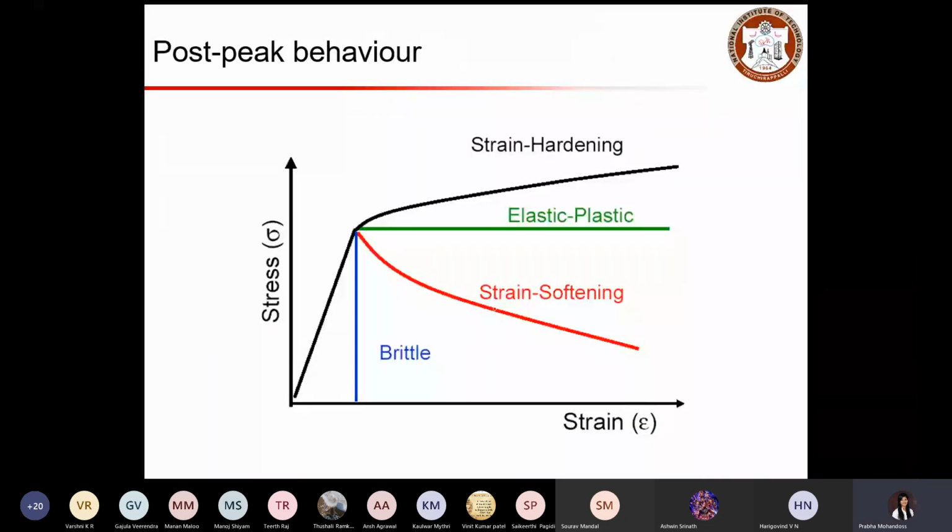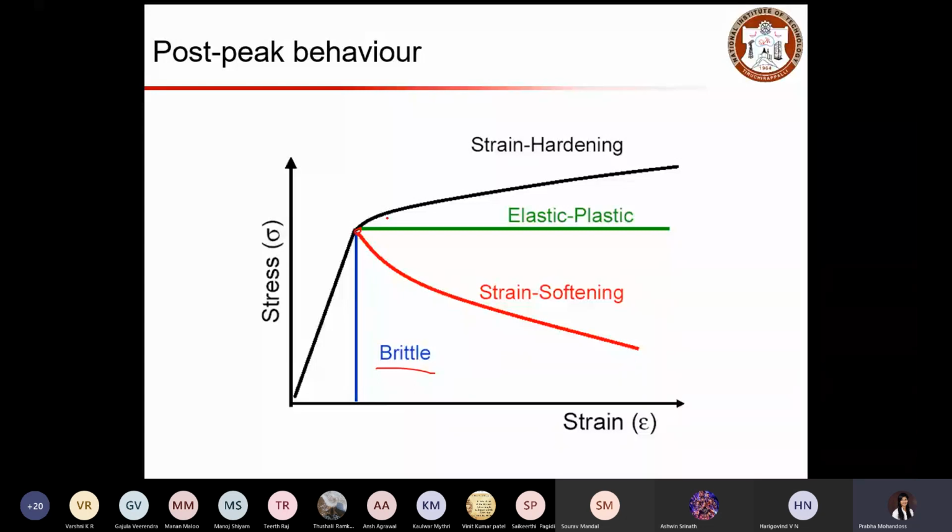So based on the post-peak behavior, we have different types of post-peak behavior. Why is it important? If your member is brittle, once the peak is reached, the member cannot take further load, so it will fail. So the sudden failure is known as brittle failure. Since they cannot take any stress further after reaching peak, that immediately fails. That means your member fails and the stress becomes zero. So the failure is kind of releasing the stress.